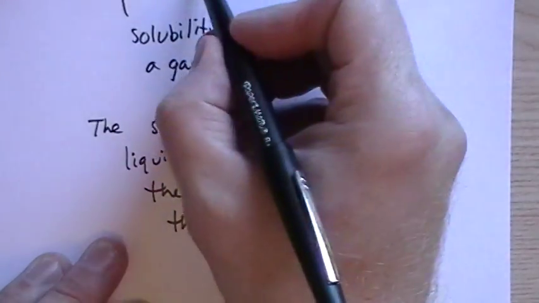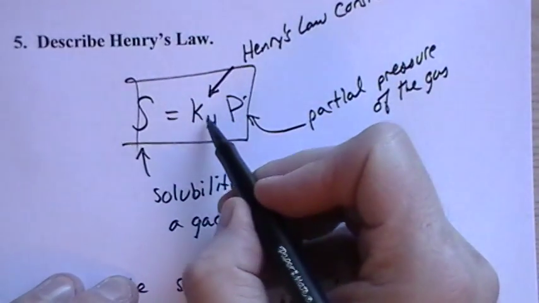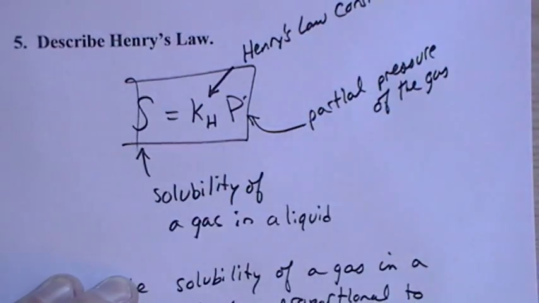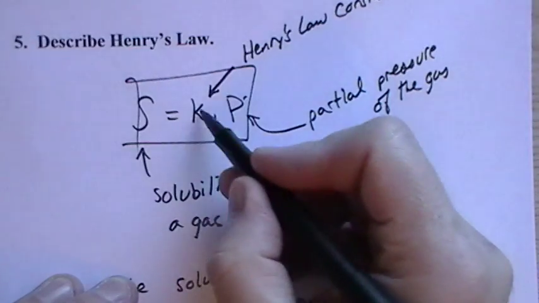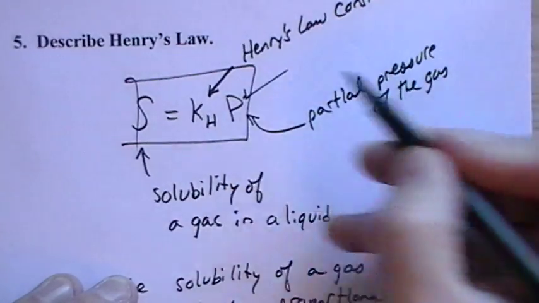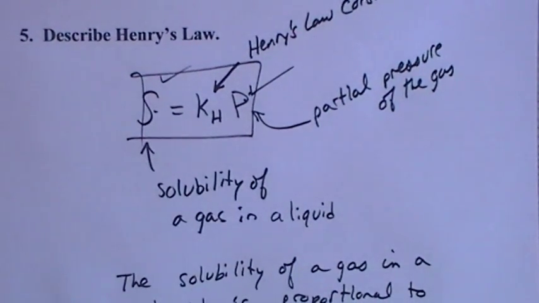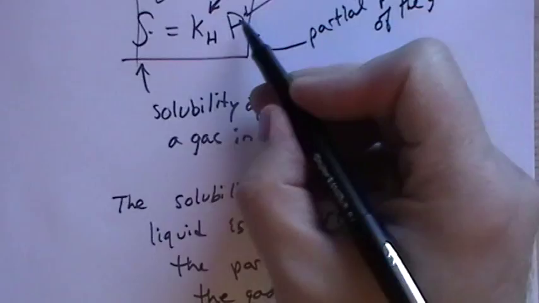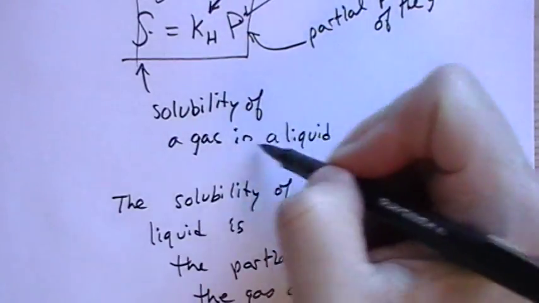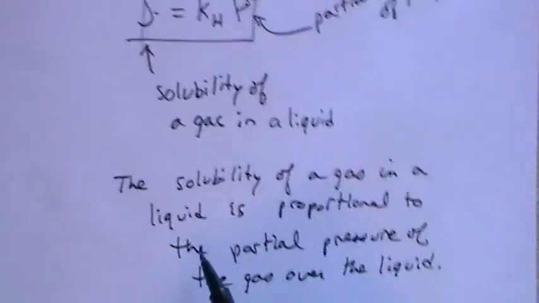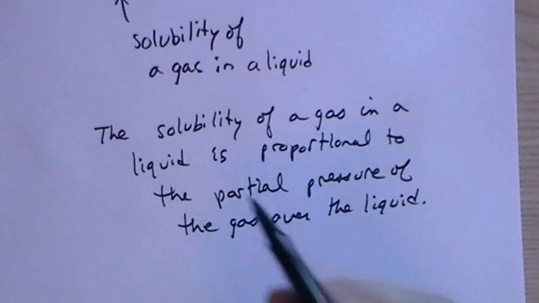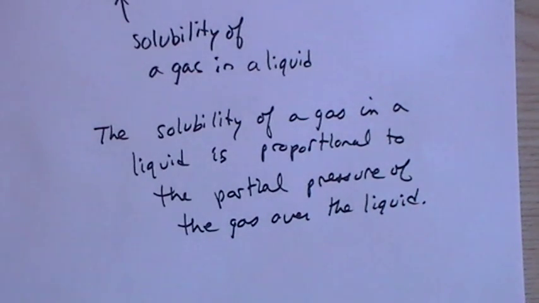You can see that whatever this KH is, and it depends on the gas, so we don't have to worry about that, it's some positive number. As the pressure goes up, the solubility goes up. As the pressure drops, the solubility drops. So just be able to either state Henry's law and write out what each term is, but you should also be able to say how the solubility of the gas is affected by the partial pressure. That's what I'll be looking for.